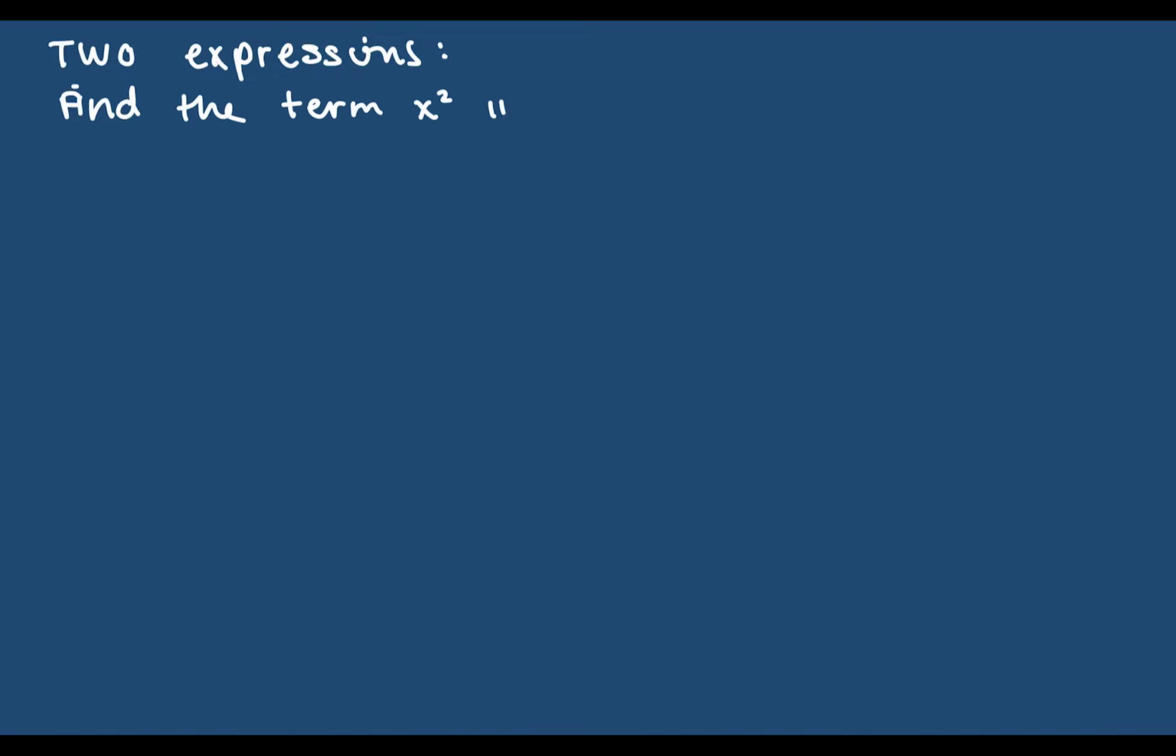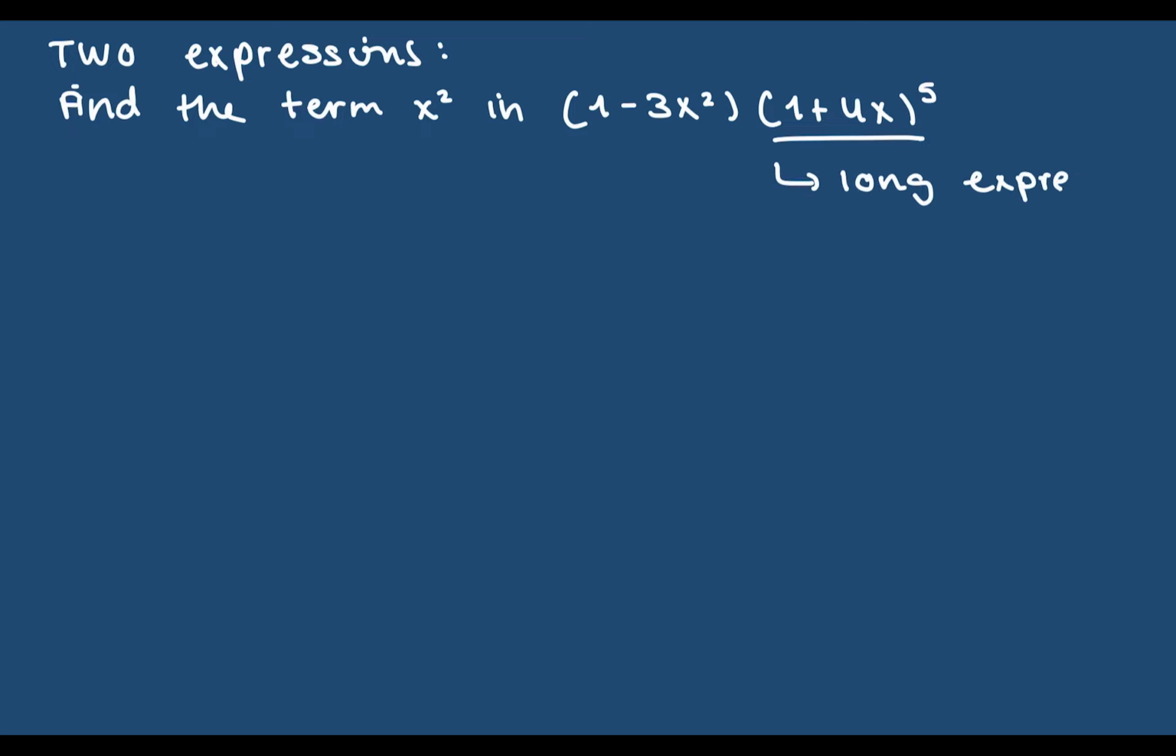Now, even more complicated, when we get two expressions. So now, instead of just having one binomial expression, we're going to have two. In this case, they're asking us to find the term in x to the power of 2 in 1 minus 3x squared times 1 plus 4x to the power of 5. You'll notice the only one that's a binomial expression here is the second one. So that is going to be like what we've been looking at before. It's going to be a long expression with tons of terms all the way from a number to x to the power of 5. Whereas the other one is literally just 1 minus 3x squared. Don't confuse it with the binomial.